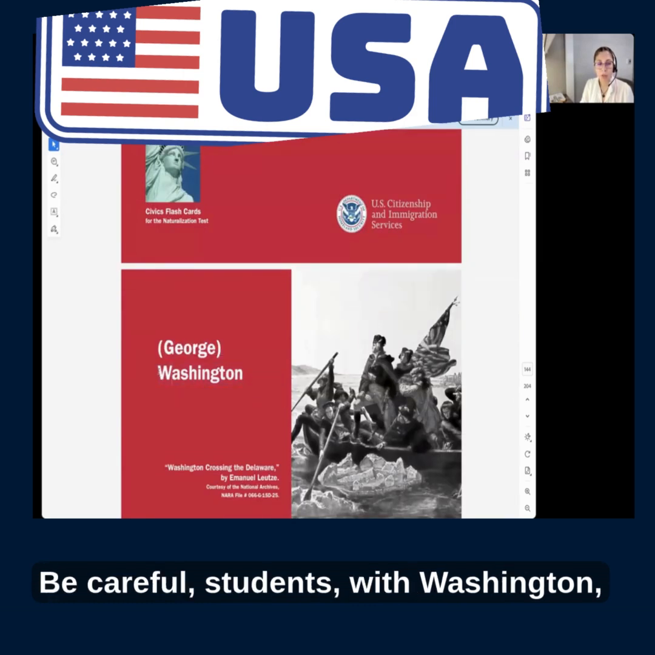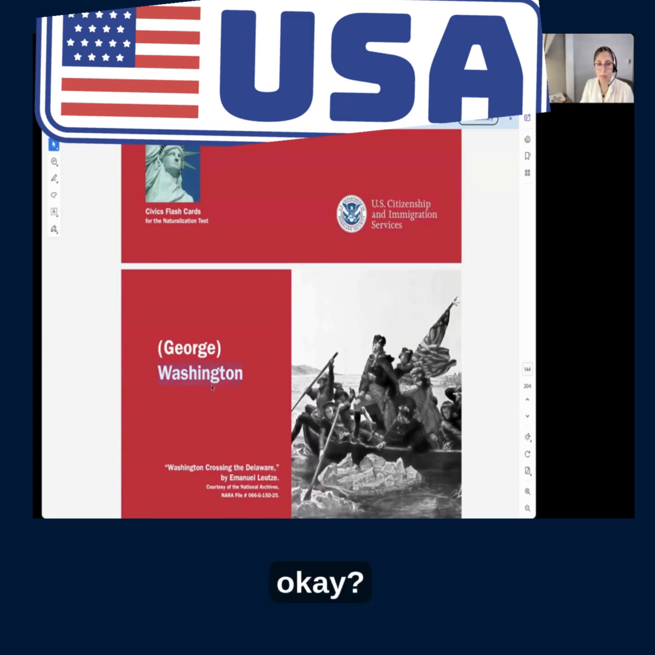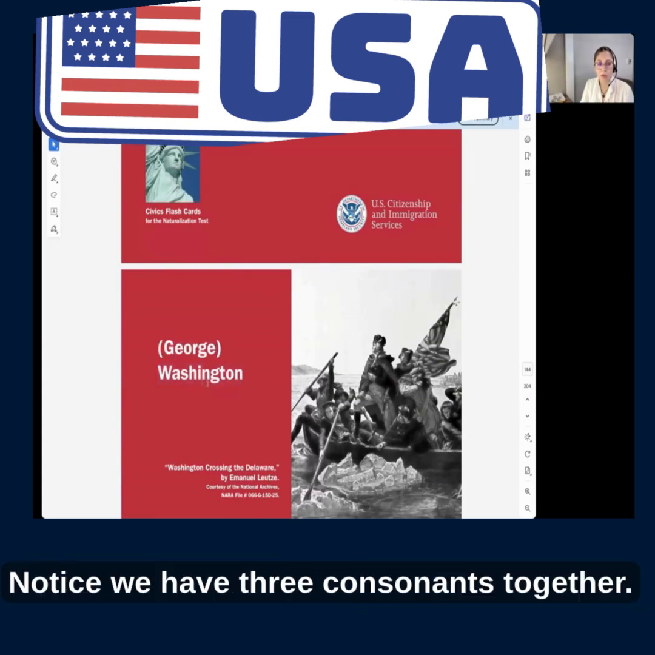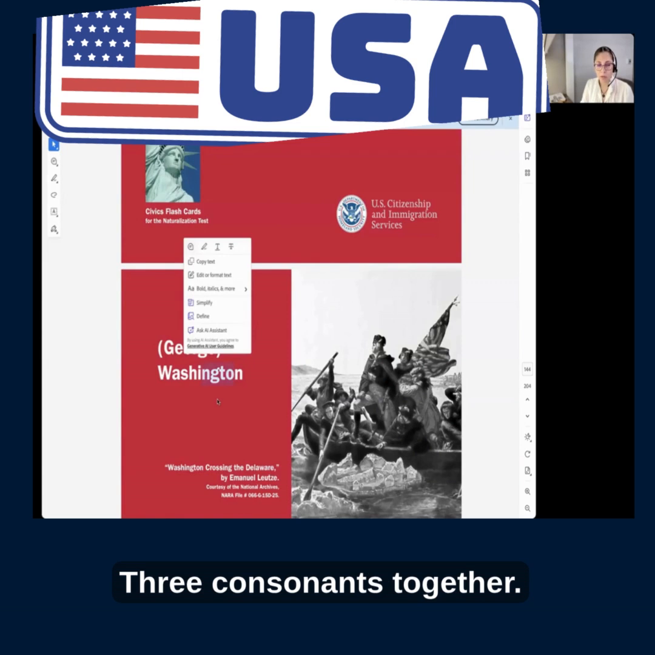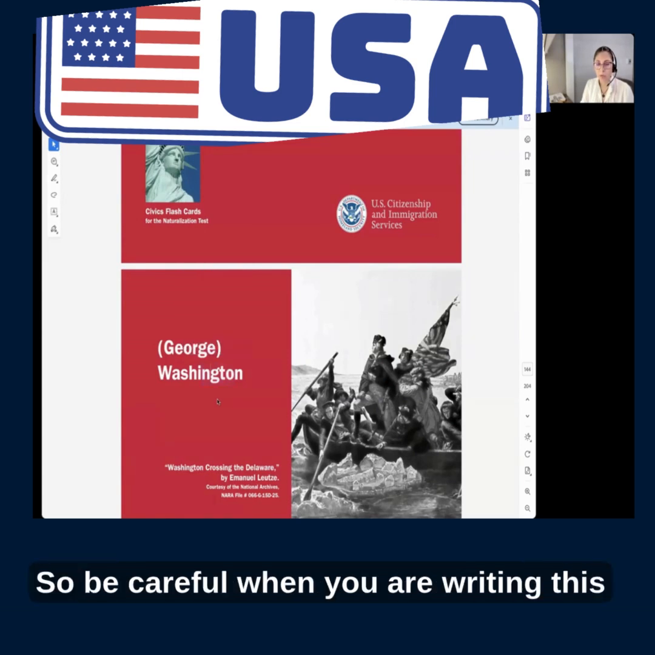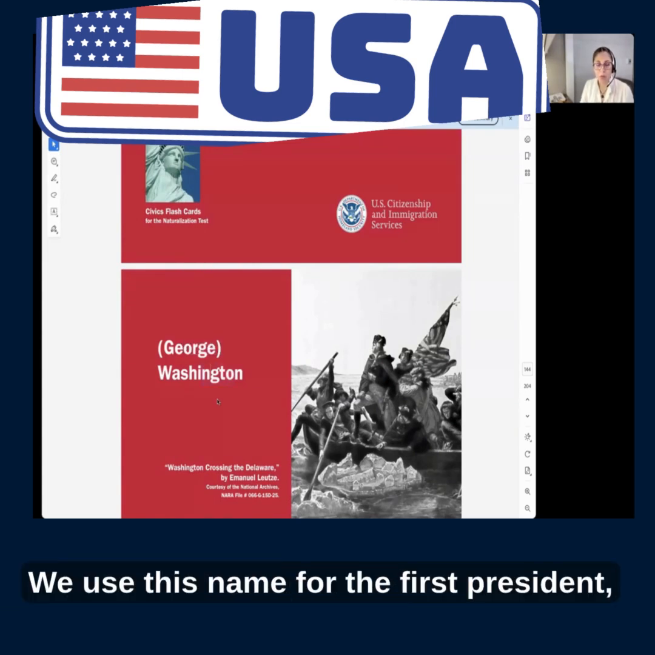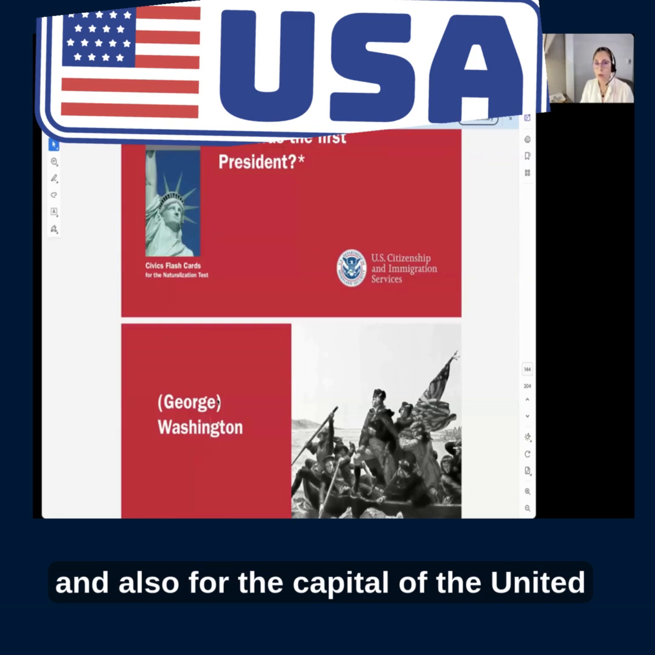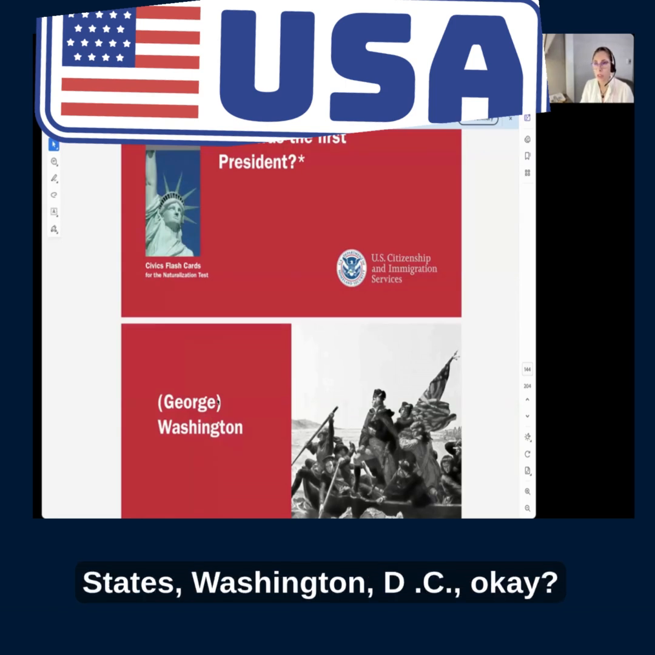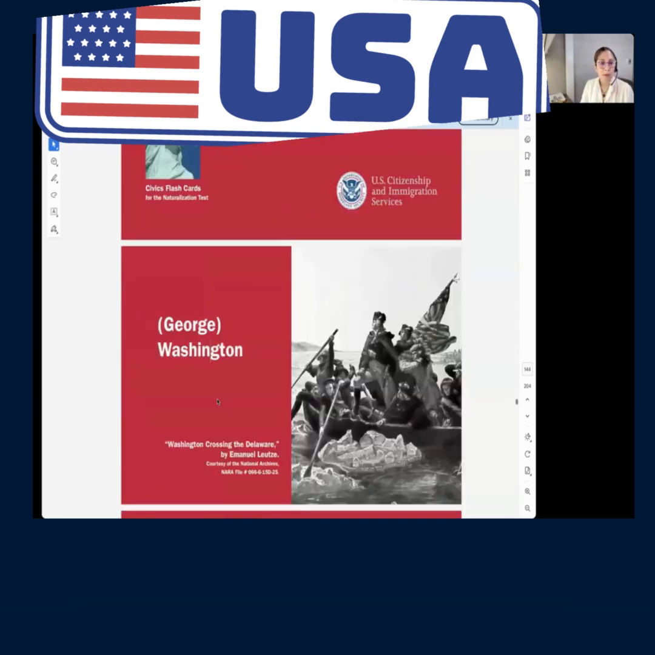Be careful, students, with Washington, okay? Notice we have 3 consonants together with this name. The N, the G, and the T, right? 3 consonants together. So be careful when you are writing this name. We use this name for the first president, the father of our country, and also for the capital of the United States, Washington, D.C. Okay?